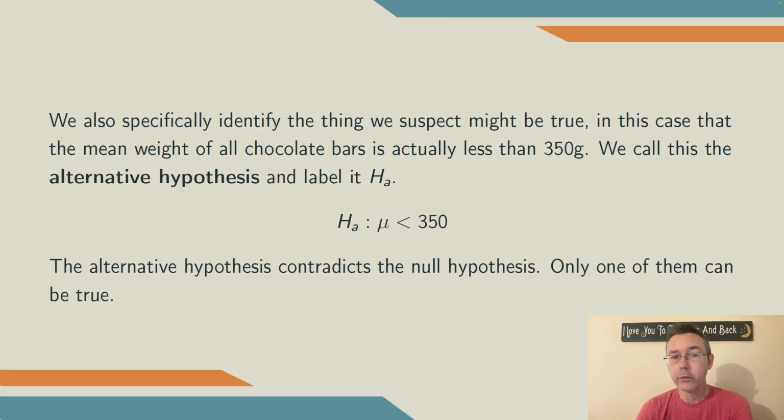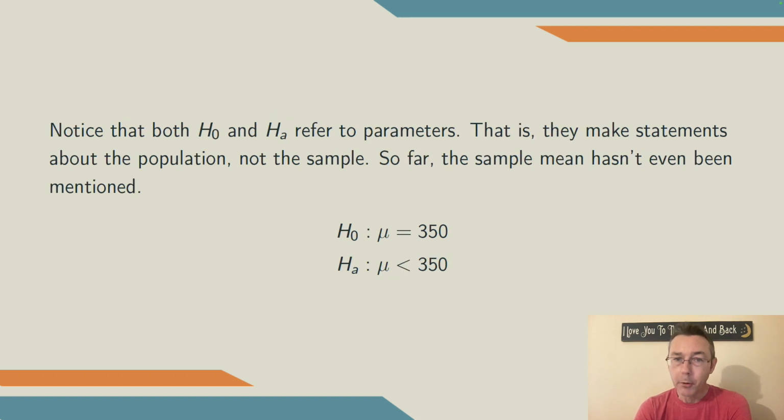While we're at it, we should also specify the thing that we think might be true. In other words, a contradiction to that null hypothesis. In this example, it would be that the mean weight of all the chocolate bars is actually less than 350 grams. And this is called the alternative hypothesis, labeled H sub A, and this is the thing that we're hoping to gather data in favor of, the thing that we think may actually be true. Between the null hypothesis and the alternative hypothesis, only one of those two can be true. They're contradictory.